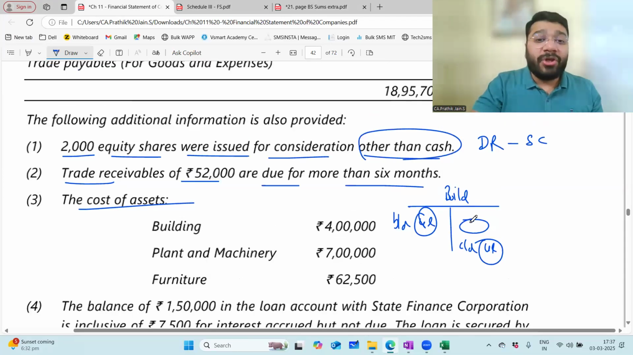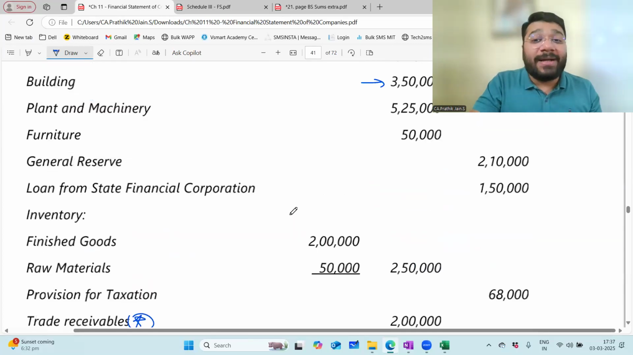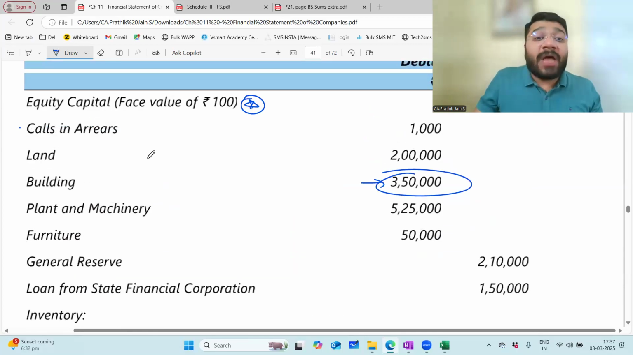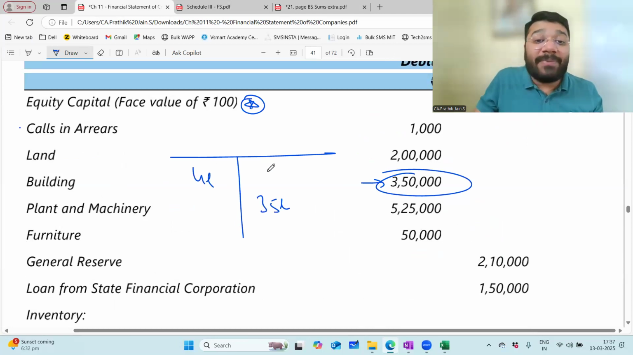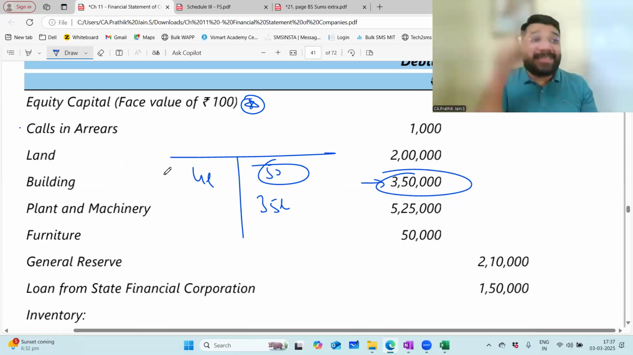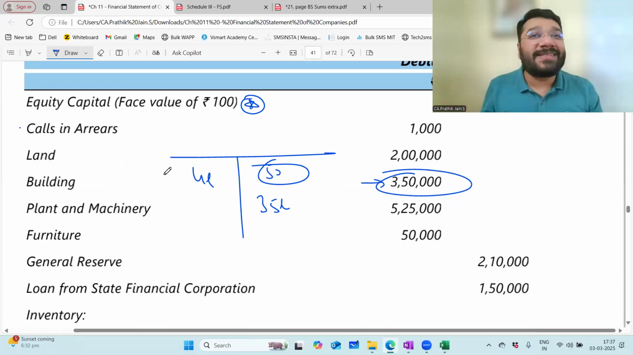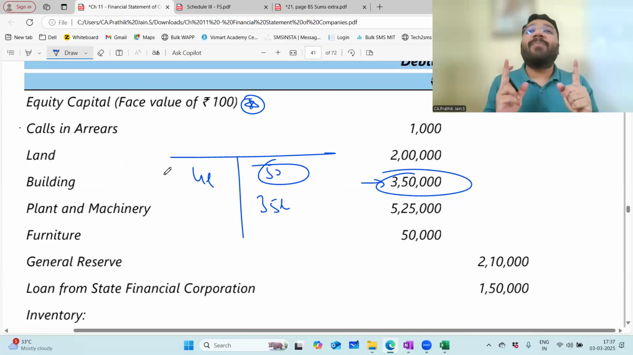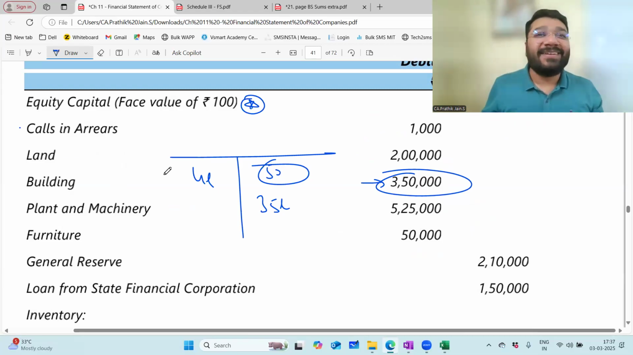But here, your cost is 4 lakh, but the balance of the building ledger is how much? 350. So how did the value of the building drop from 4 lakh to 350? Because the depreciation is charged. If depreciation is charged in the asset account, what method is this? Normal method. So how important are your basic classes? Very, very, very, very important.